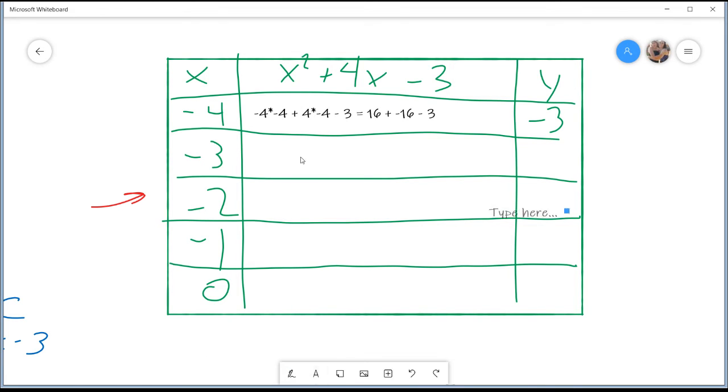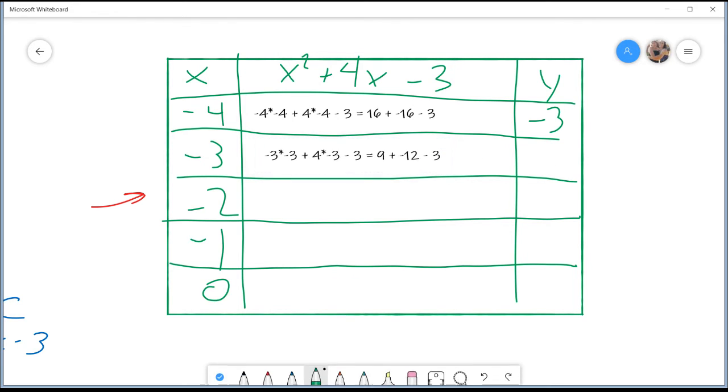And we're going to keep going and doing the same thing for these numbers here. So we have negative 3 squared, which is negative 3 times negative 3, plus 4 times negative 3 minus 3. That's the same as negative 3 times negative 3 is 9. 4 times negative 3 is negative 12 minus 3. 9 plus negative 12 is negative 3. Negative 3 minus 3 is negative 6.